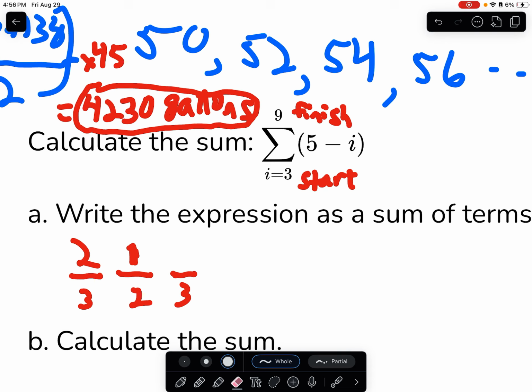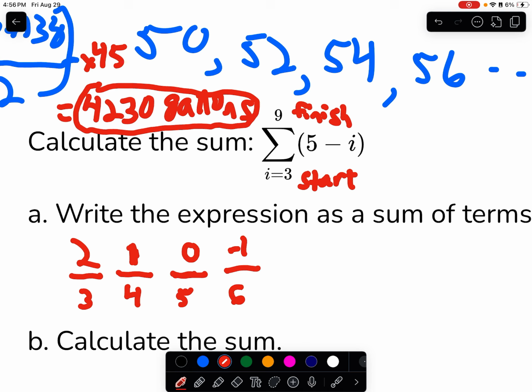Okay, i equals 3. I'm sorry, I'm not writing the bottom right. This is the third term. This is the fourth term. This is the fifth term, which is 0. This is the sixth term, which is -1. All I'm doing is plugging these i values into this expression. So 2, 1, 0, -1. We got to go until 9.